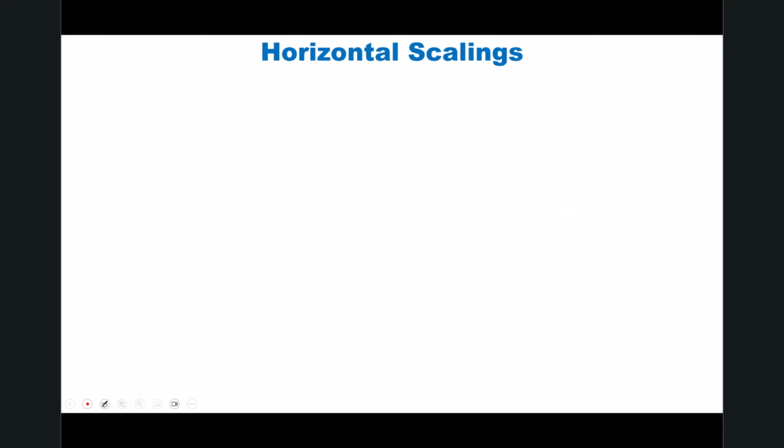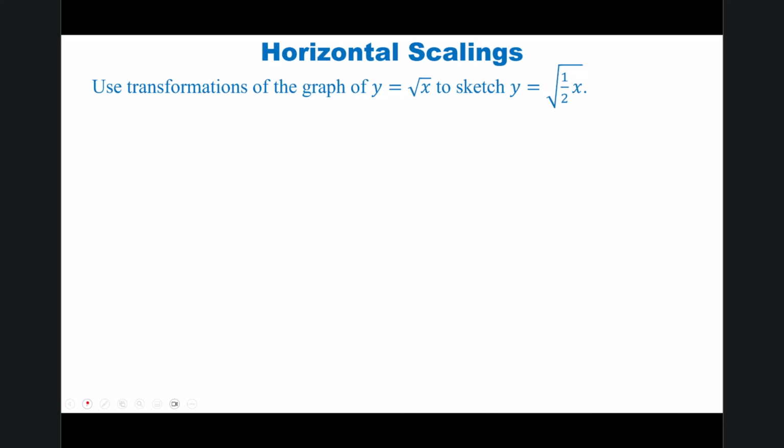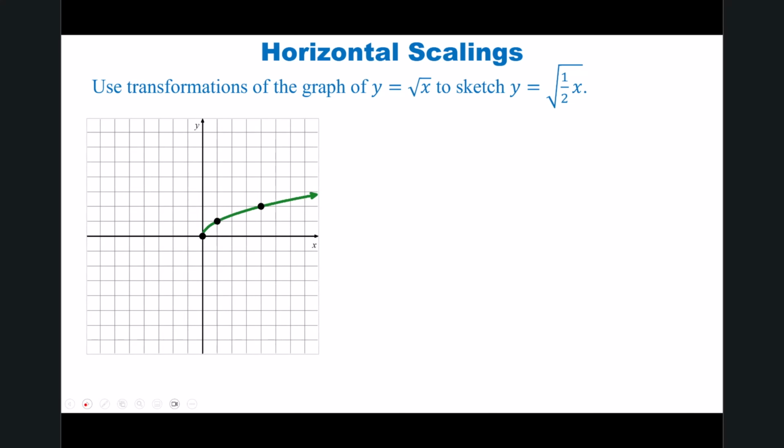A horizontal scaling would be if I have the scale factor inside of the square root. So I have y equals square root of x, and I want to sketch y equals the square root of 1/2 times x. So let's see what would happen here. If I substitute in 1 into y equals square root of x, I have that point 1, 1. If I substitute 1 into the graph of square root of 1/2 times 1, I have the square root of 1/2, which is less than 1. So that point becomes some point right here.